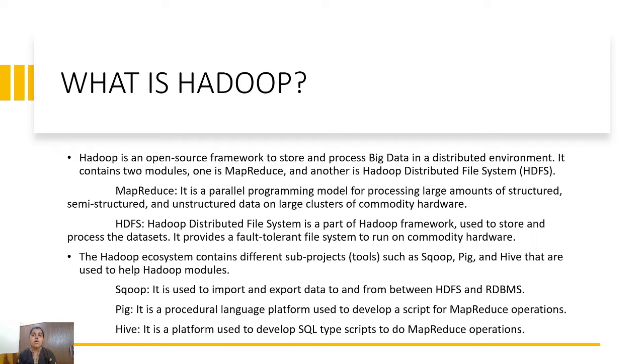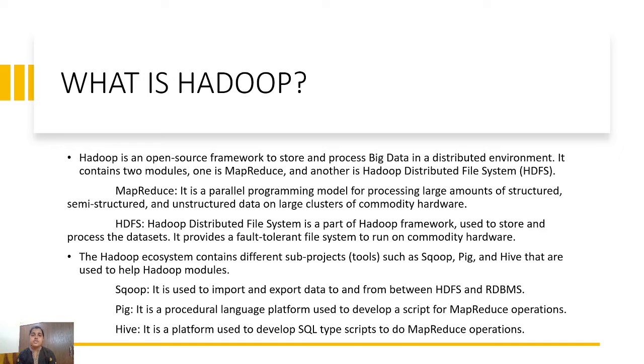So the Hadoop ecosystem also has some tools which help in running the Hadoop modules. Some of the tools are Sqoop, Pig, Hive, etc., and we'll be discussing more about Hive. Let me just give you an introduction of what is Sqoop and Pig. Sqoop is used for importing and exporting data between HDFS and RDBMS, that is, between the Hadoop Distributed File System and a relational database management system.